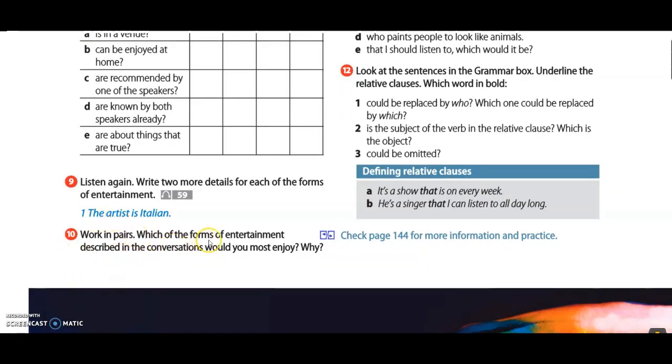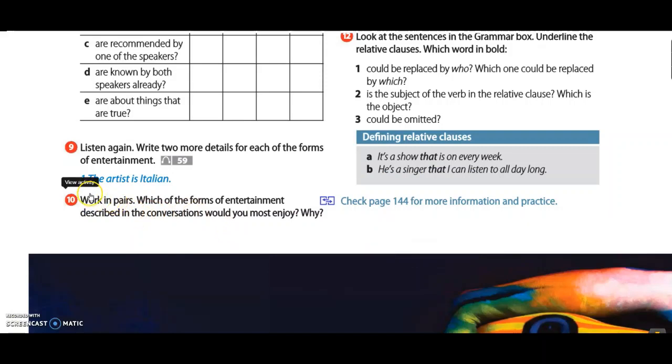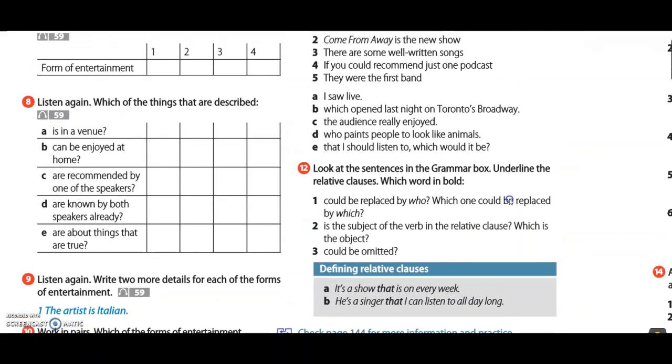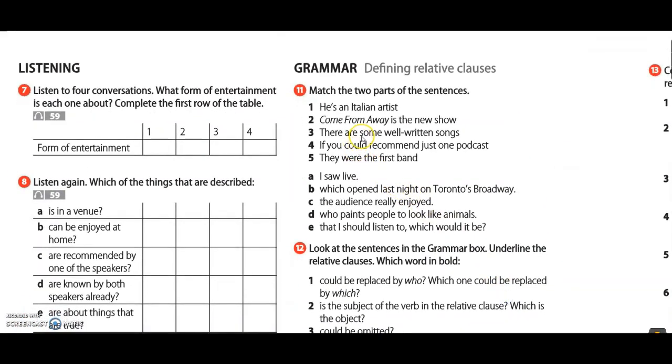So now let's go to exercise 10. As we can see, guys, in exercise number 10, it mentions us to work in pairs. So we are going to skip this exercise and we are going to move to exercise 11. In exercise 11, the instruction is match the 2 parts of the sentences. So we are going to match the numbers with the letters.